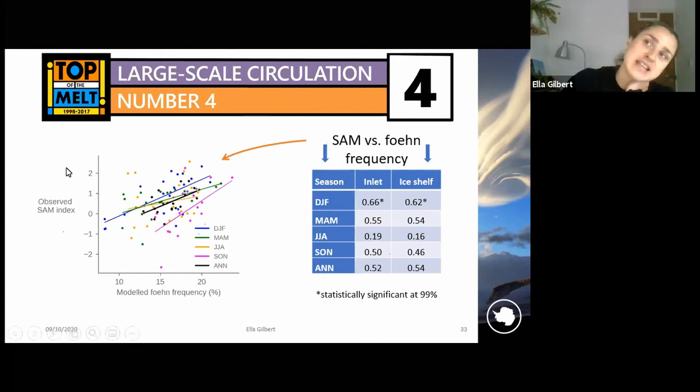And then we've got a visual representation of this in the plot on the left. So we've got every single season plus the annual relationship as well. So essentially it's showing that the large scale circulation patterns, such as the southern annular mode, are influencing the synoptic and local scale meteorology enough to drive these sorts of very highly localized effects like Fern winds. And it supports the idea that the trend towards a positive SAM, which is current and ongoing, may lead to greater Fern occurrence and hence melting in future.